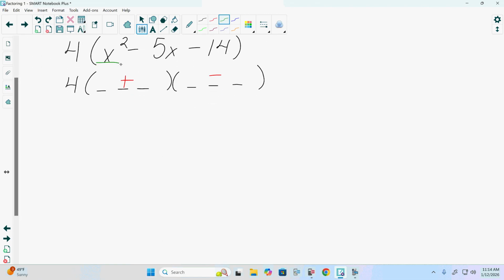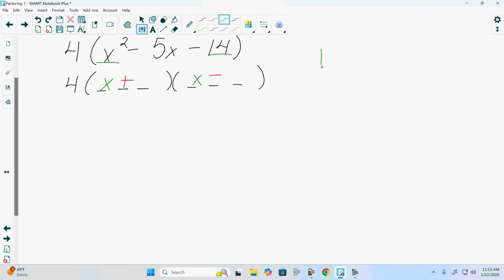Factors of the first term. Well, the factors of x squared are x and x. Now the nice thing, since we did take that greatest common factor of 4 out, I'm not looking at 4x squared anymore. Just x squared, it's just x and x. If we did have 4x squared, we'd have to see the factors of 4, 1 and 4, 2 and 2. That's a whole set of factors we've gotten rid of, we don't have to worry about.